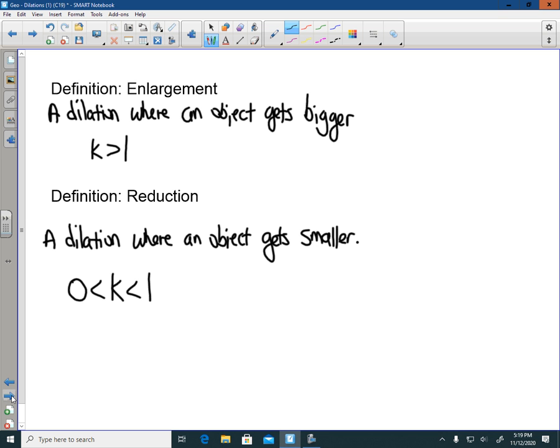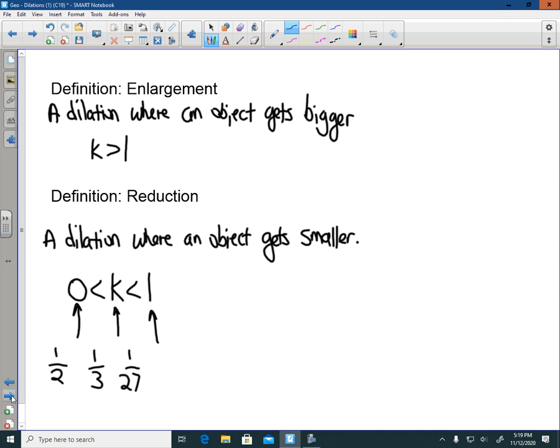What that little phrase is telling us is that our scale factor, k, is somewhere between 0 and 1. It's not going to be exactly 0 because it might not exist. And it's not going to be exactly 1 because then it wouldn't change size at all. It would stay exactly the same. But something will get smaller if your scale factor is somewhere between 0 and 1. So what kinds of numbers are between 0 and 1? Well, there's a number between 0 and 1. There's another one. There's another one.